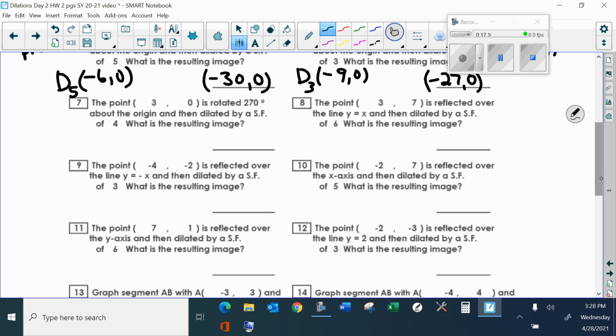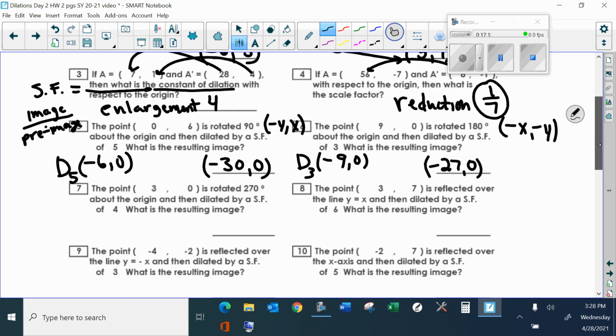All right, the point (0, 30) is rotated 270 degrees. Dang, there's a lot of zeros in here. Randomly came up with a bunch of zeros.